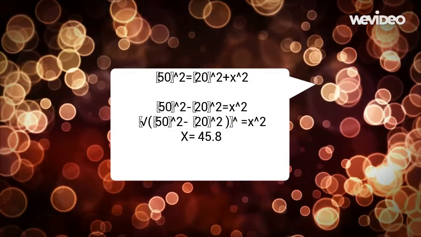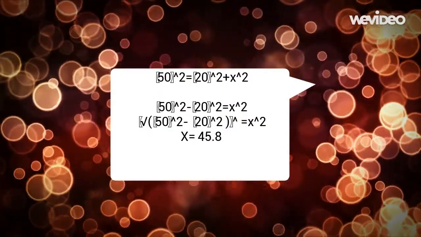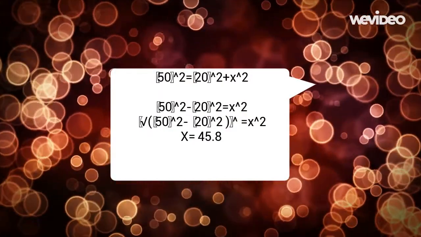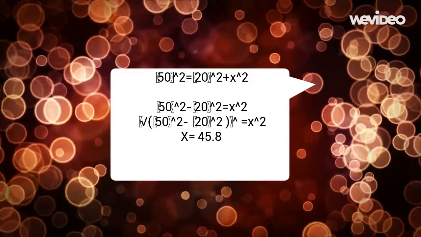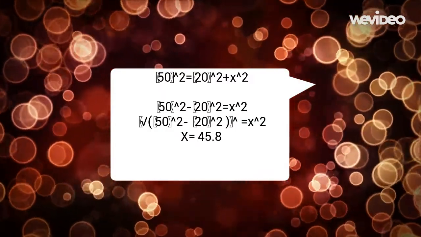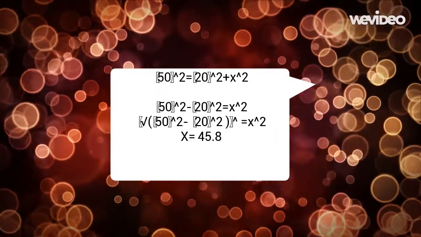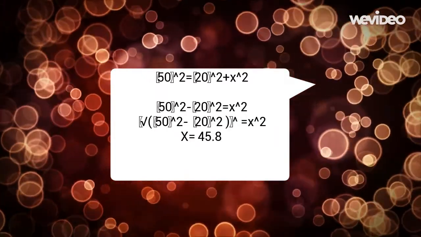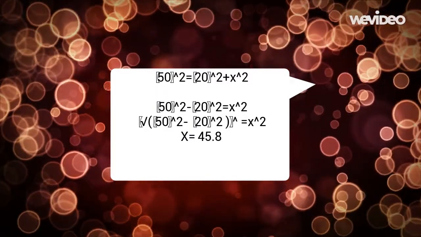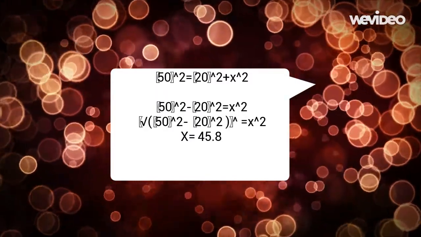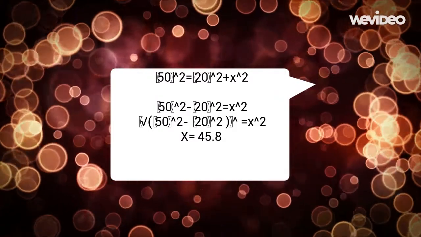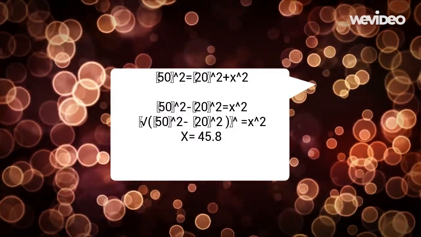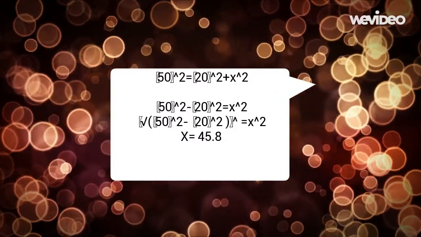Okay, so now we have 50 squared equals 20 squared plus x squared, and in order to isolate x by itself, we're going to subtract. So that's where 50 squared minus 20 squared equals x squared comes from. And then all we need to do to get x by itself at that point is take the square root. So now we know that x is approximately 45.8 units tall.